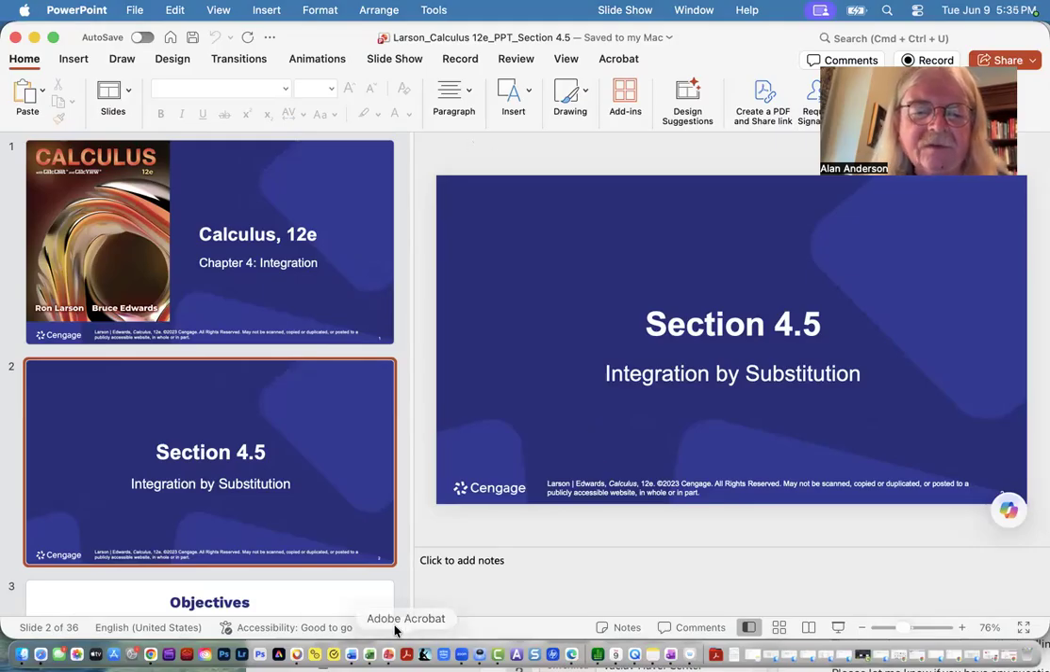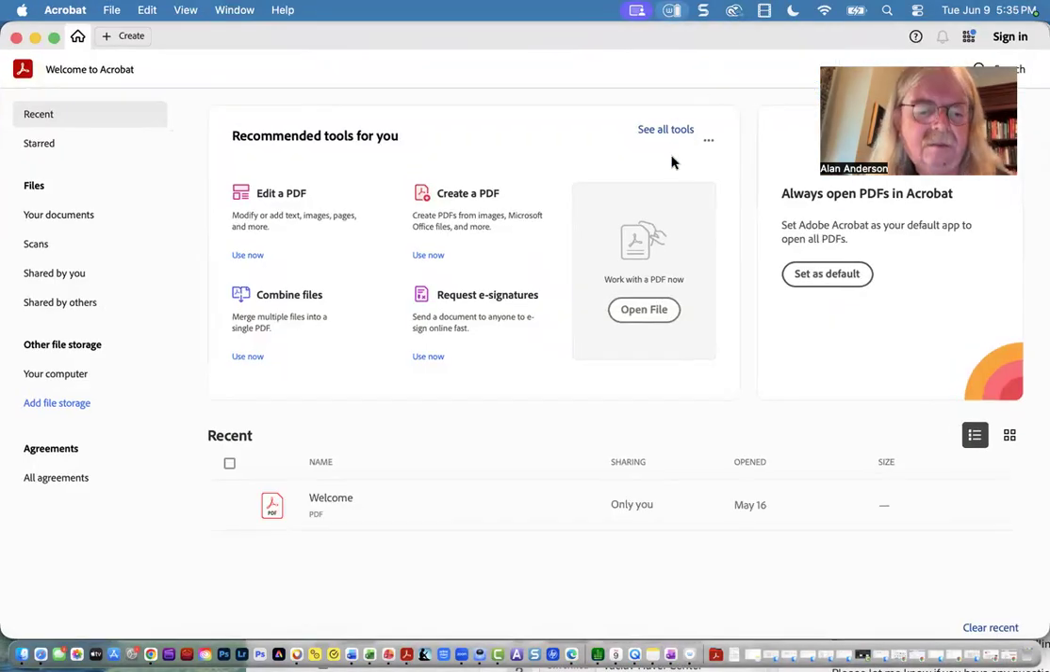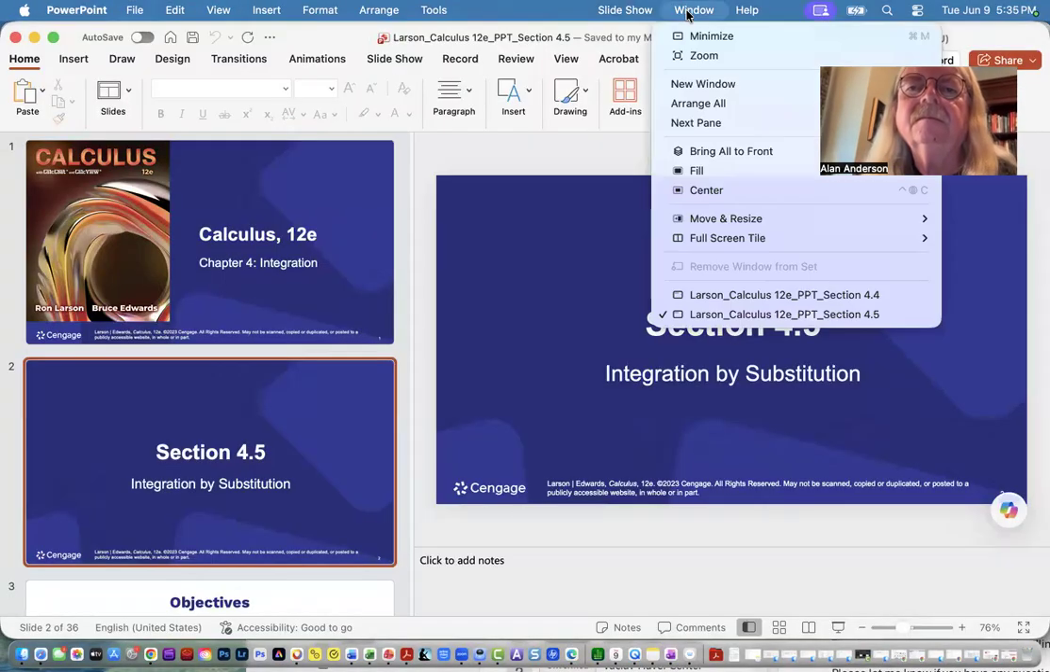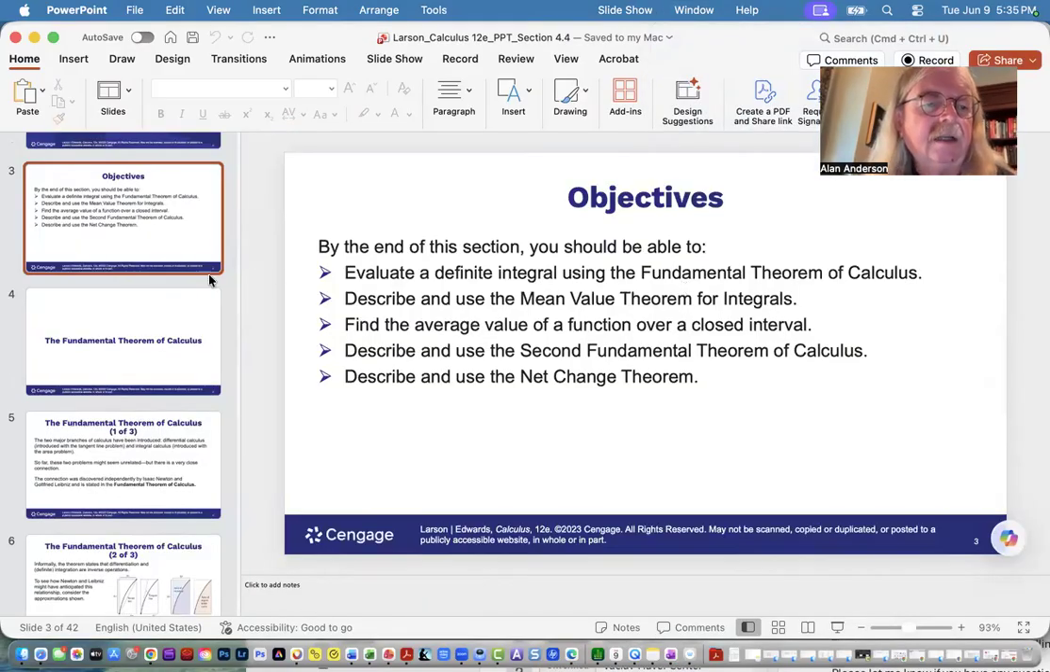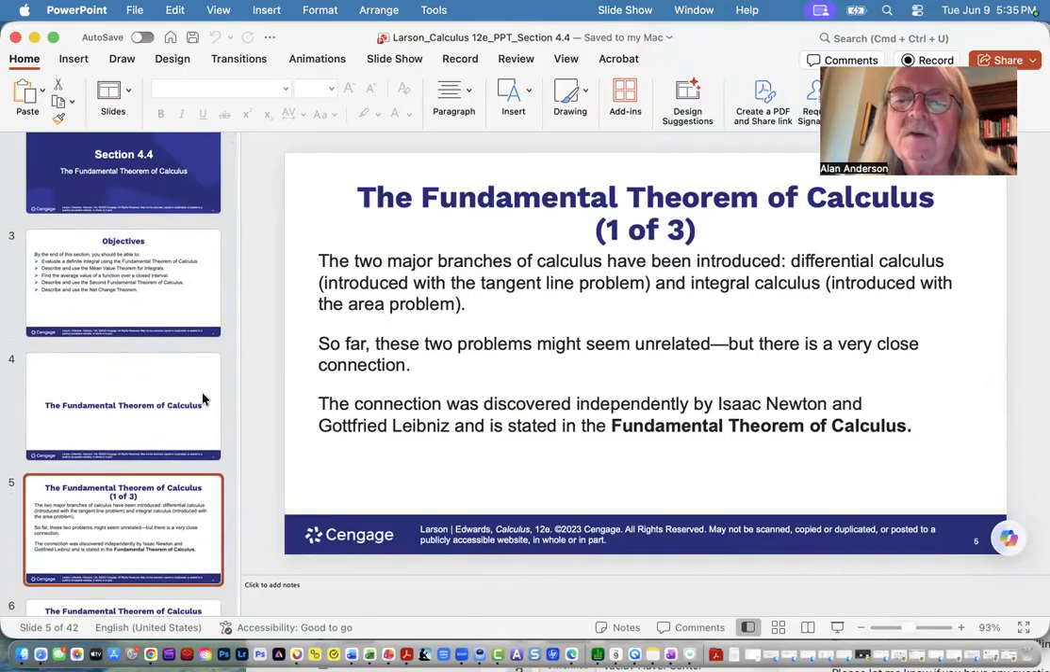And so we'll go back and revisit now the fundamental theorem of calculus, which really just ties together the concepts of differentiation and integration. So let's go back to 4.4. All right, so this is 4.4, and they're introducing us. There's actually two, by the way, fundamental theorems of calculus. The first one is the one that we'll use most often.